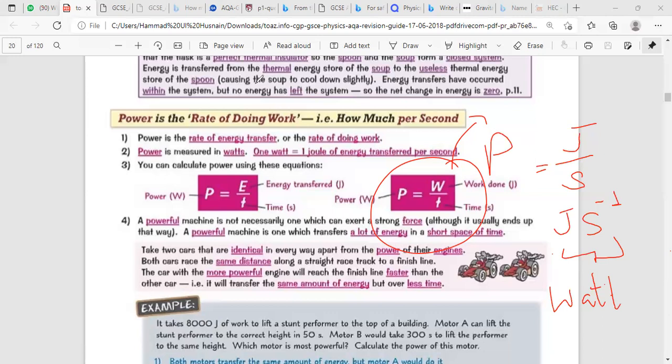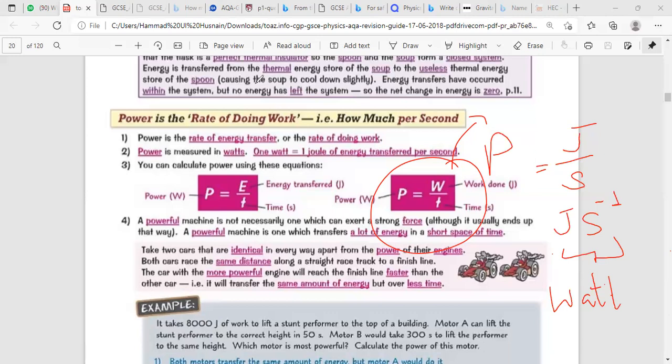Yeah. So, work done, sorry, what is work done? It says power equals work done over time. Basically, what does work done mean?